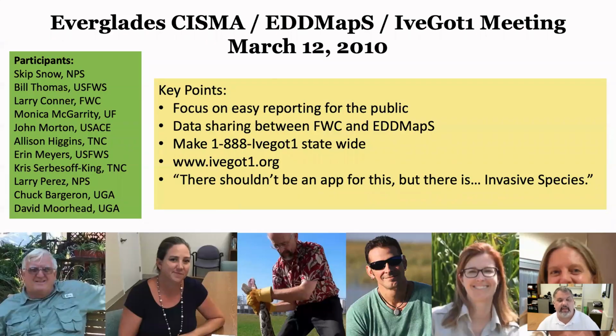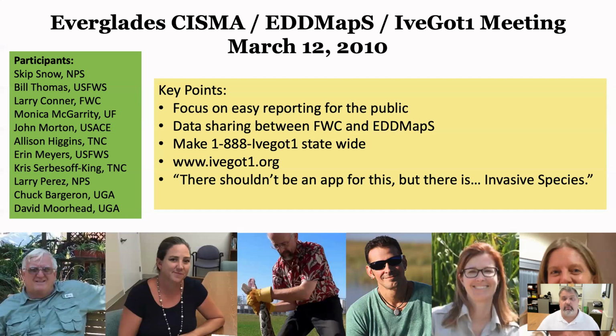So going back to the Python and the Everglades CISMA, another thing we did early, around 2010, was we said, okay, now it's time to really look at better ways to focus on reporting for the public. And so we had a meeting with the Everglades CISMA, and folks from a bunch of different organizations were there as shown here. And we figured out ways to share data between the Florida Fish and Wildlife Conservation Commission and EDDMapS on invasive animals. The decision was made to take the 188-I've-Got-One number and make it statewide, going from something that had started in the Keys.